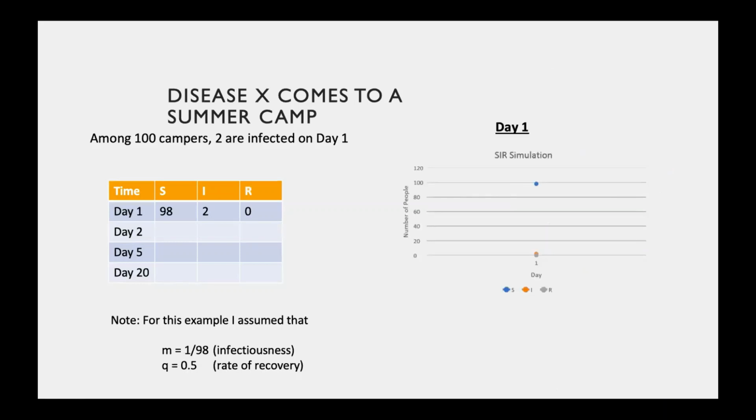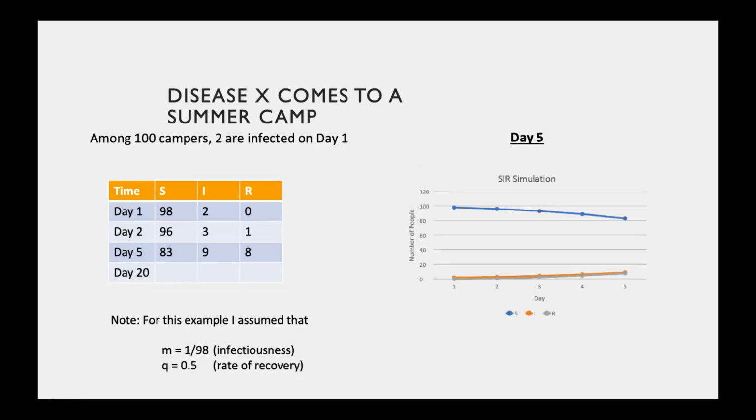And instead of showing a population of people, I'm going to show a graph on the right to give you a sense of how the number of people in each of these compartments change over time, where the blue dots are representing S, the orange dots are representing I, and the gray dots are representing R. So let's go one day to the future. Let's go a few days in the future.